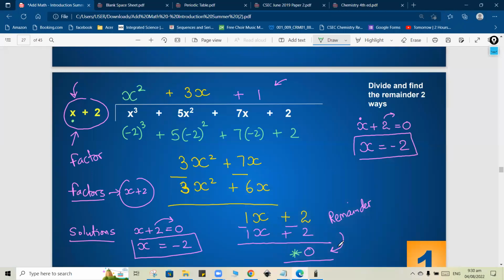But there's a disadvantage. If you were to use the shortcut method and you got the same answer for the remainder, would you get this expression on top? What do you all think? If you use the shortcut method, the answer is no. You are not going to get the expression on top.